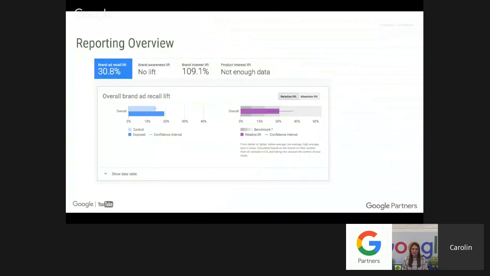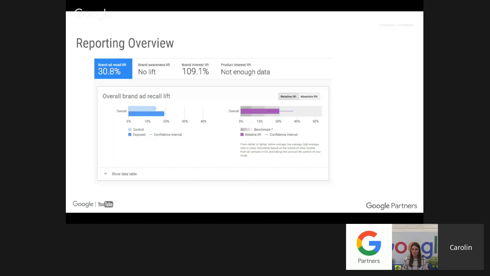So what you can see here is the reporting overview. This is the top level reporting that your Google representative can see. Please keep in mind that the reporting as well is internal only. However, your Google representative, once the reports are finished, can send you reports, and you can see all this information as well. On the left-hand side, in light blue, you see the control group, and in dark blue, the exposed group. These are the absolute values of what percentage of the audience responded to your brand, and how the control group compares to the exposed group.